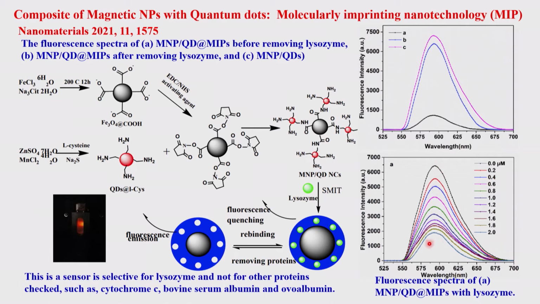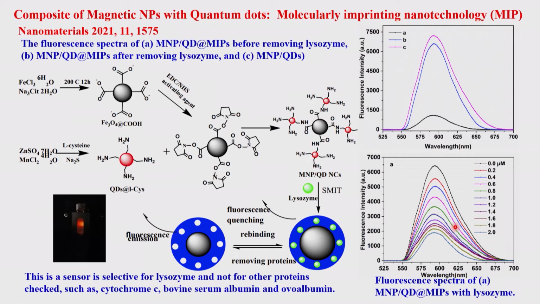So now if you plot these, you can get the quantification of that. Therefore, with this imprinting technology, you are imprinting lysozyme onto this magnetic nanoparticle coupled with the quantum dots that you are looking at. If you try other proteins like cytochrome C, bovine serum albumin or ovalbumin, any of these, they don't show this kind of fluorescence quenching. So this is done by the fluorescence quenching.